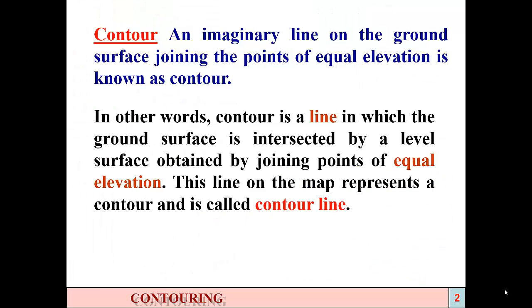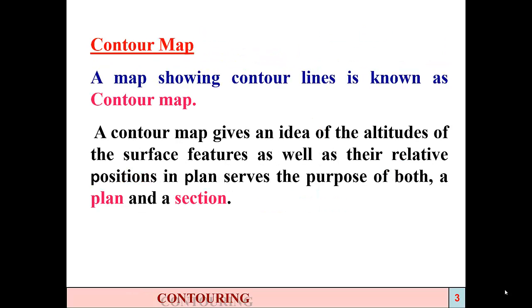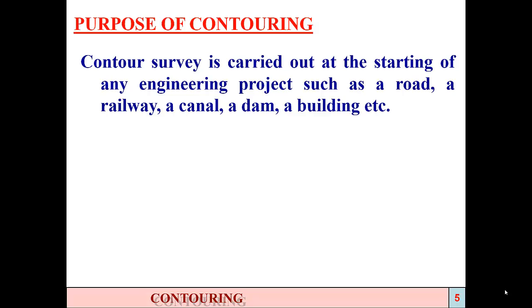Keep in mind that when we're developing a contour map, they're just imaginary lines on the ground that are going to join points of equal elevation. So when we're using contour maps, it gives us an idea of the altitude of the surface features as well as their relative positions in both the plan and section of the map.